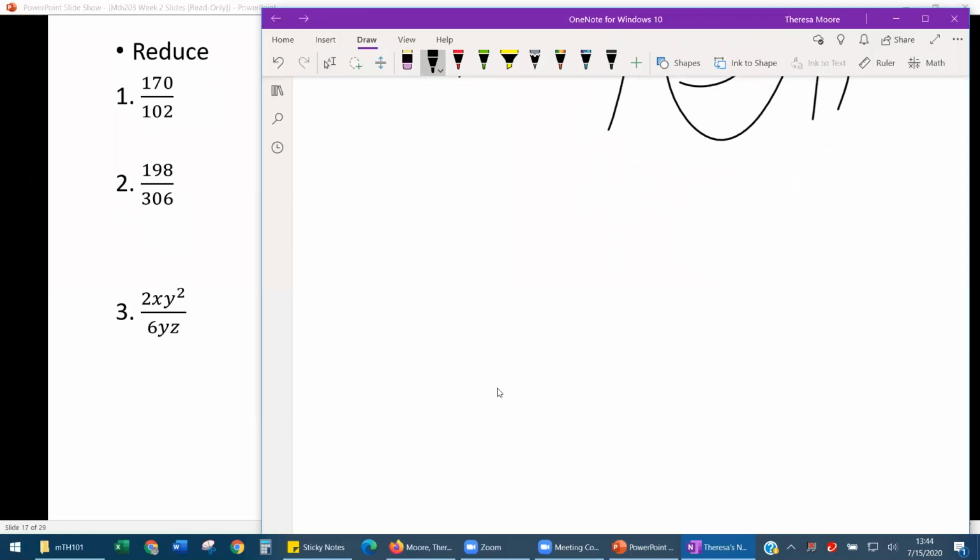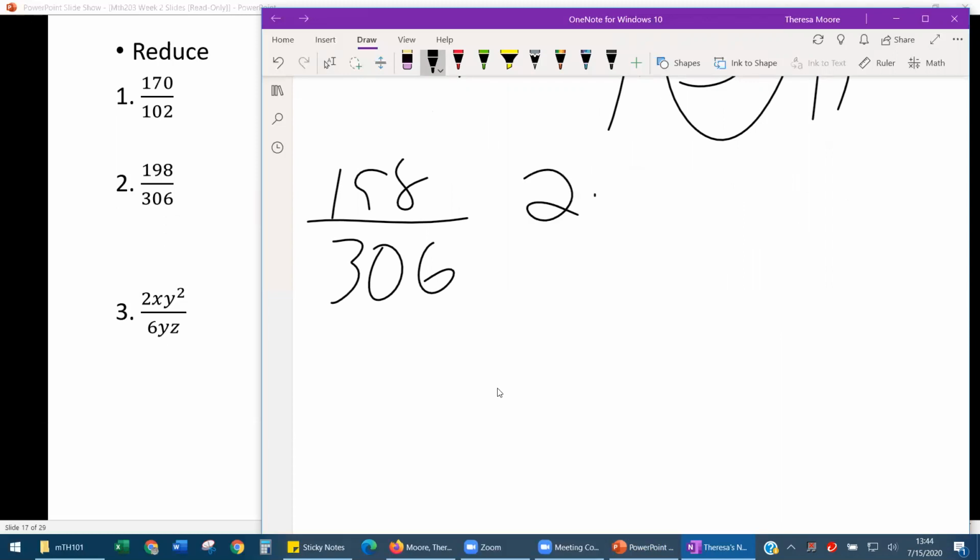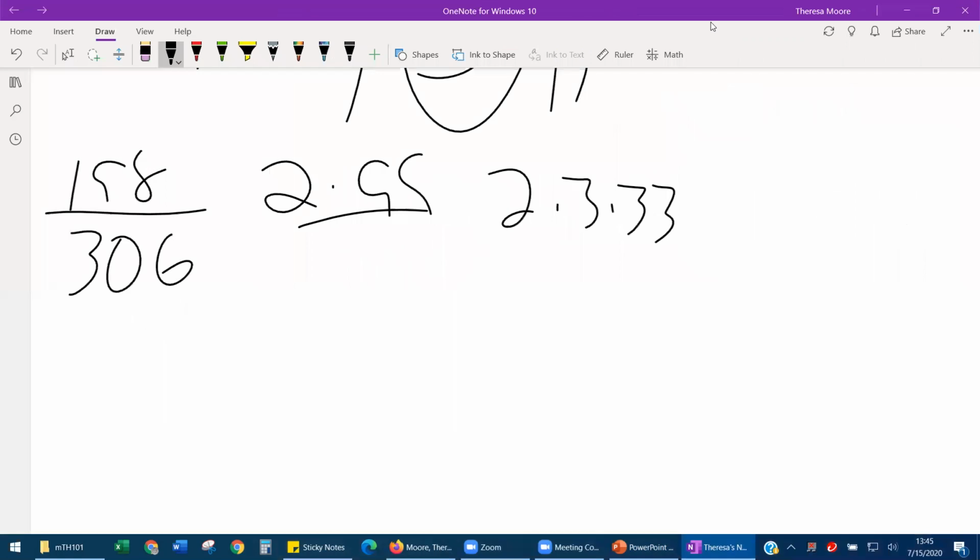198 over 306. So again, they're both even. I know I can get a 2 out. So 2 times what? 99? 99 is 3 times 33. So I have 2 times 3 times 33. 33 is 3 times 11. So the top can actually break down: 2 times 3 times 3 times 11.